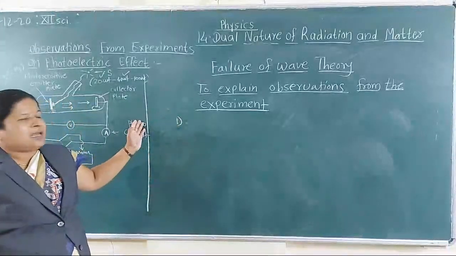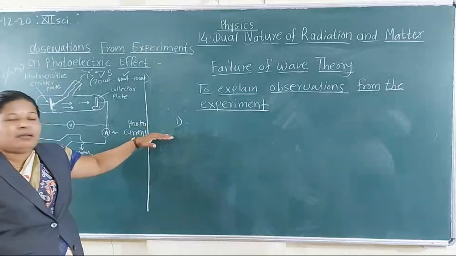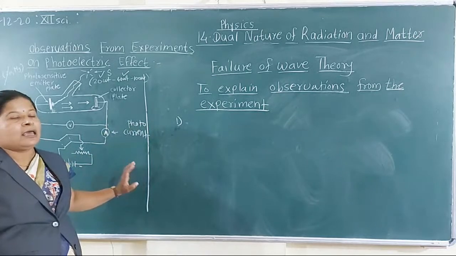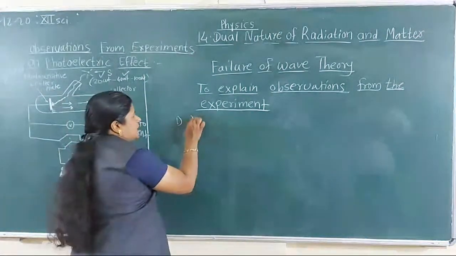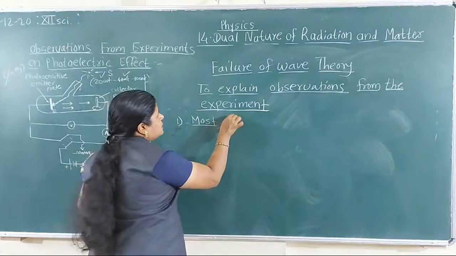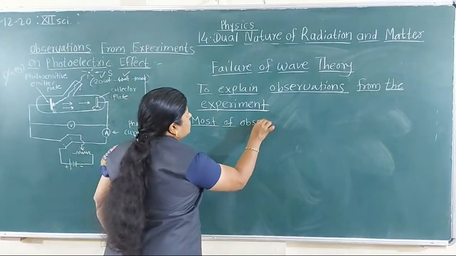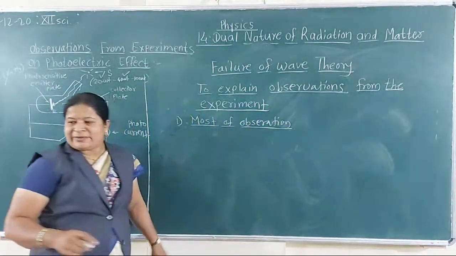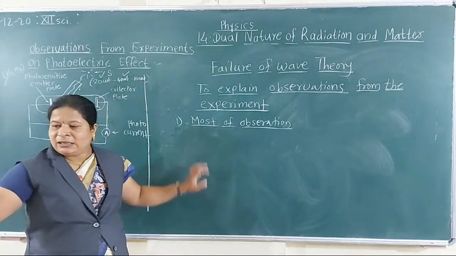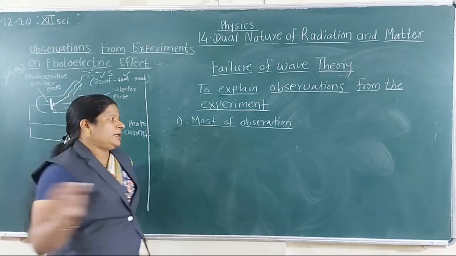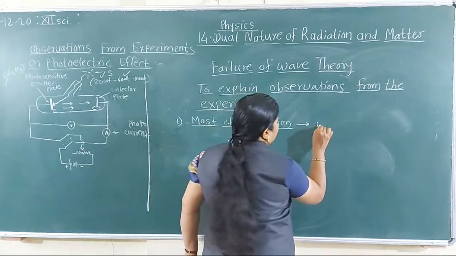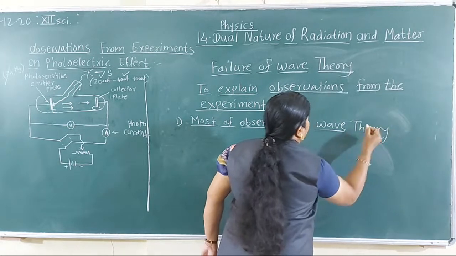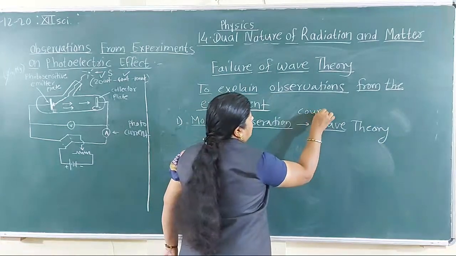We saw in the earlier point that there are a total of 9 observations from this photoelectric effect. From these 9 observations, most of the observations could not be explained by the wave theory of electromagnetic radiation. Could not explain.